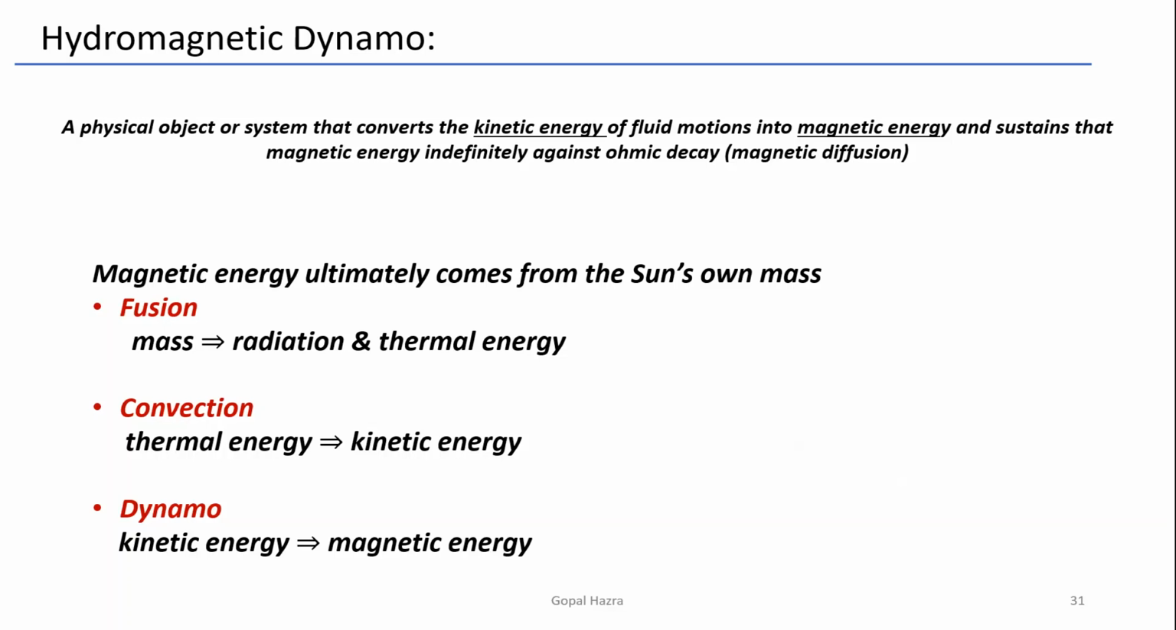Now that's why I wrote here what the energy conversions are. In fusion, mass goes and becomes radiation and thermal energy. Convection makes the kinetic energy, and the dynamo is kinetic to magnetic energy. Now, from the observation, I will eventually build a model where you can explain this.